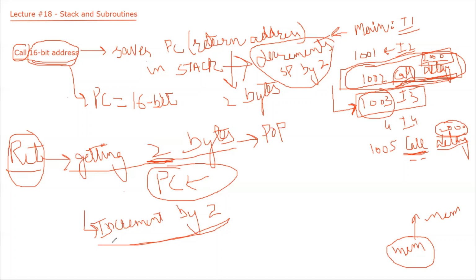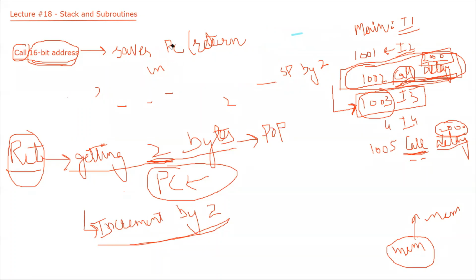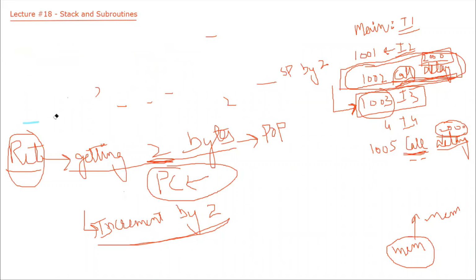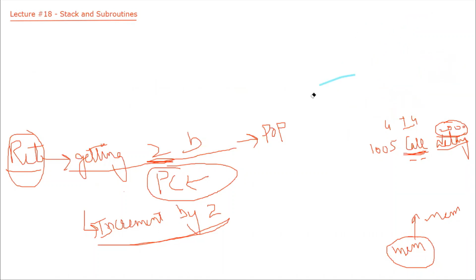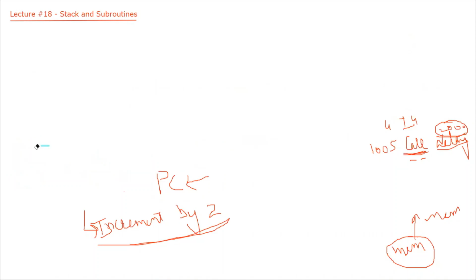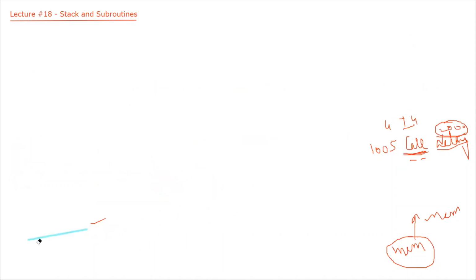Now let's take an example and see how our call and return instructions work, and how our stack pointer is getting updated. Fine. So let me write a small program in which we will use these instructions, and we will see how our stack pointer is getting updated. Okay. So let's say I am writing a program.